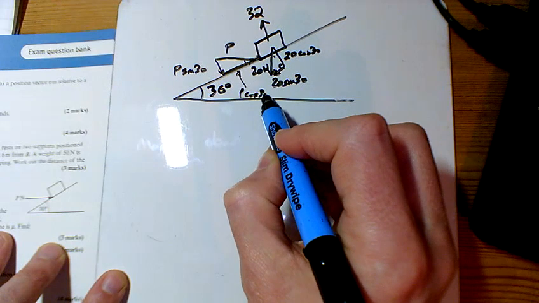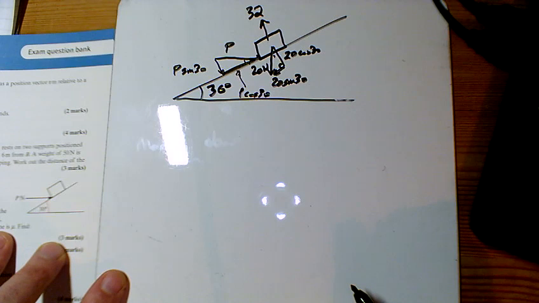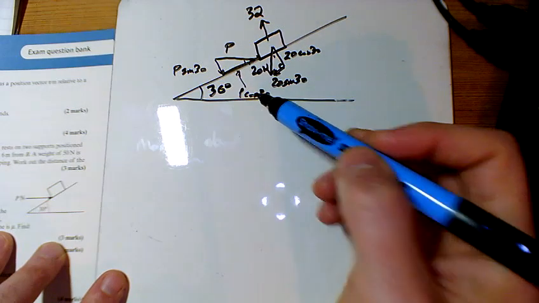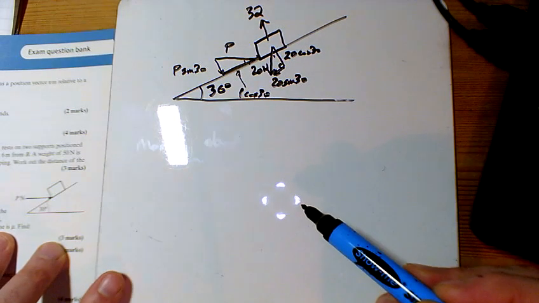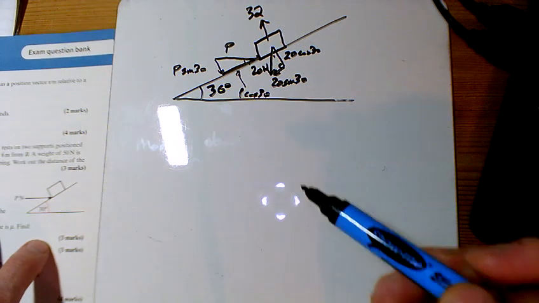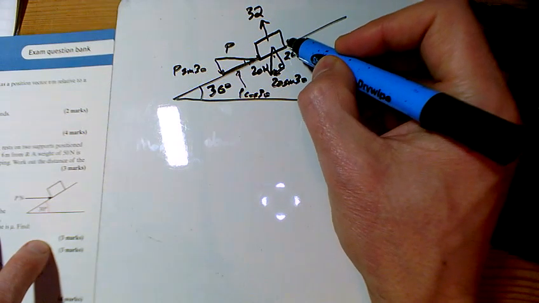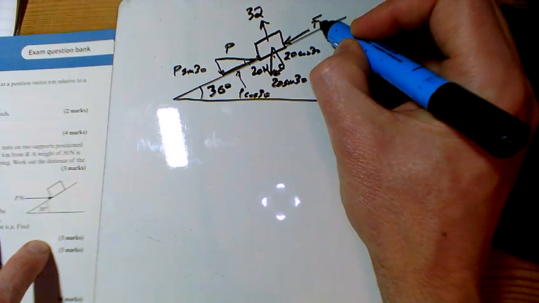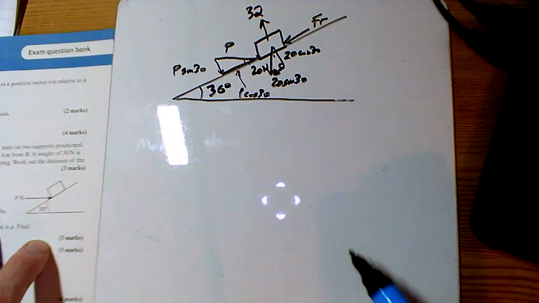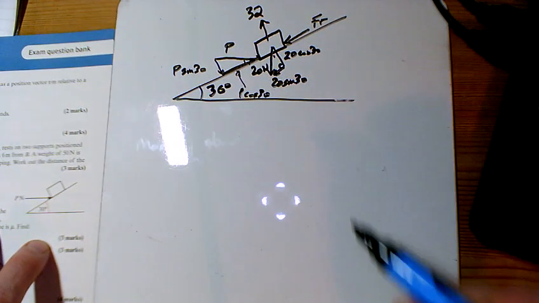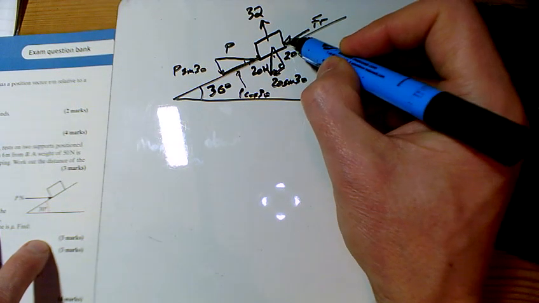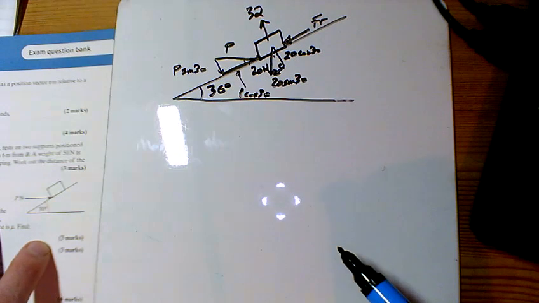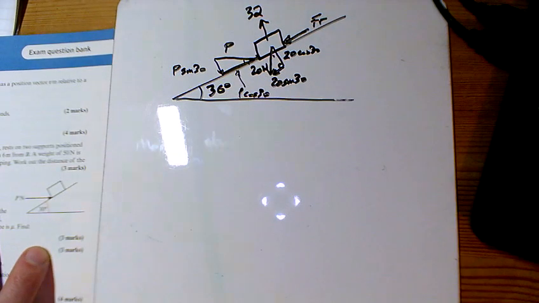Getting a bit of a mess now, sorry. P cos 30 for that bit there. That's why some people don't write these on the diagram, because they get in a mess. It's rough as well, so we're going to have some friction stopping it moving up, and I'm putting it there because I really can't put another force here. It would all get in a mess. But you notice my arrow's pointing downwards because we are pushing it up the slope. Let's have a look at that.